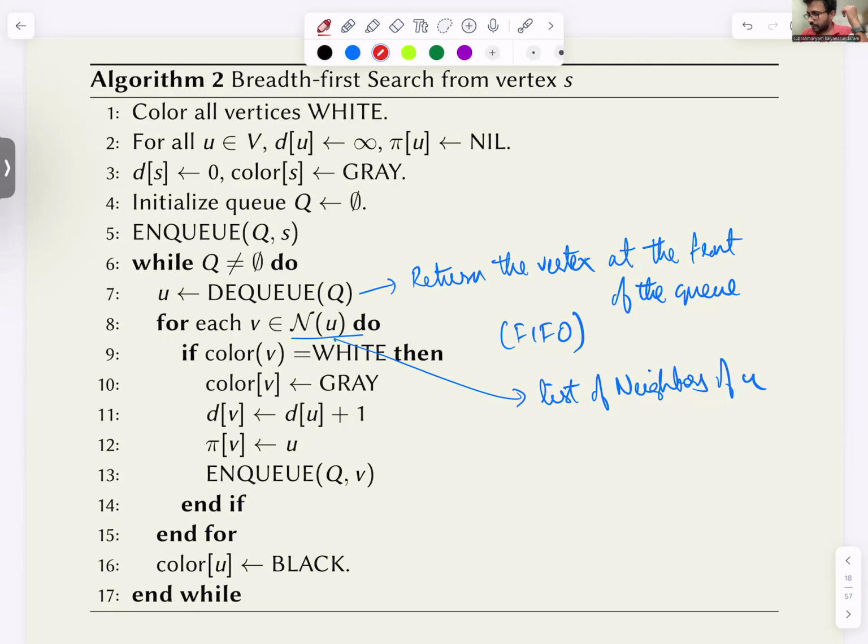So at most V enqueues, which means at most V dequeues also, right? Because you only dequeue those things that are enqueued. Right? Because in the earlier example, we saw some vertices are never enqueued.